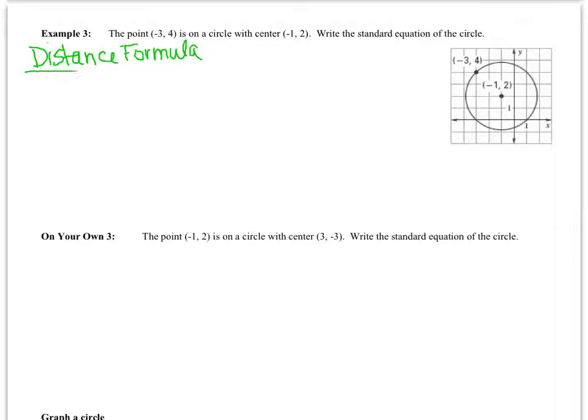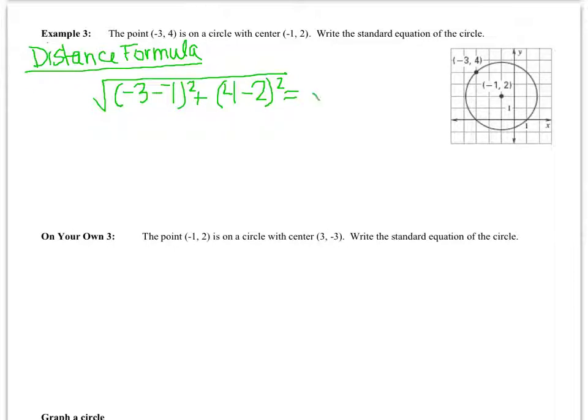So for my distance formula, I'm going to do the square root of my x coordinate, which is -3, minus my other x coordinate, which is -1, and then I'm going to square that, plus my first y coordinate, which is 4, minus my second y coordinate, which is 2, and then we're going to square that. So simplifying that, I get the square root of -3 minus a -1, which is really -4. I'm sorry, not -4, it's -2.